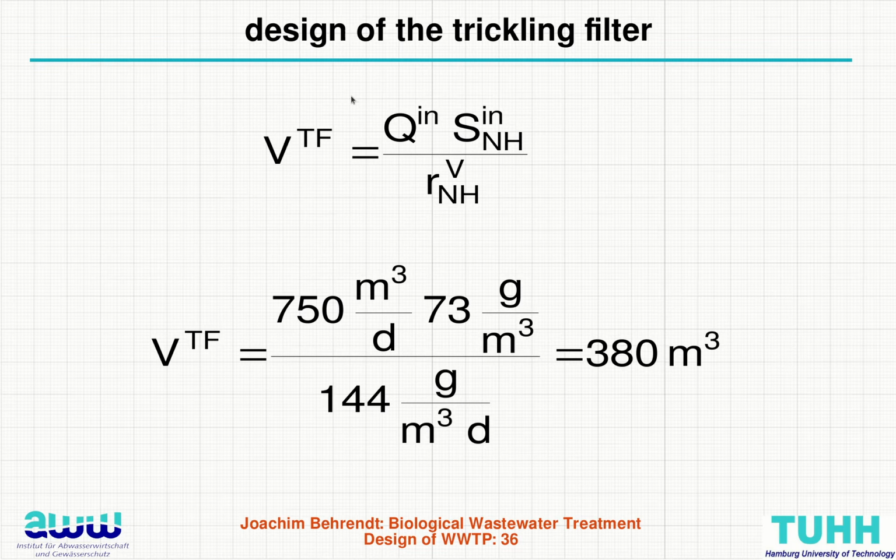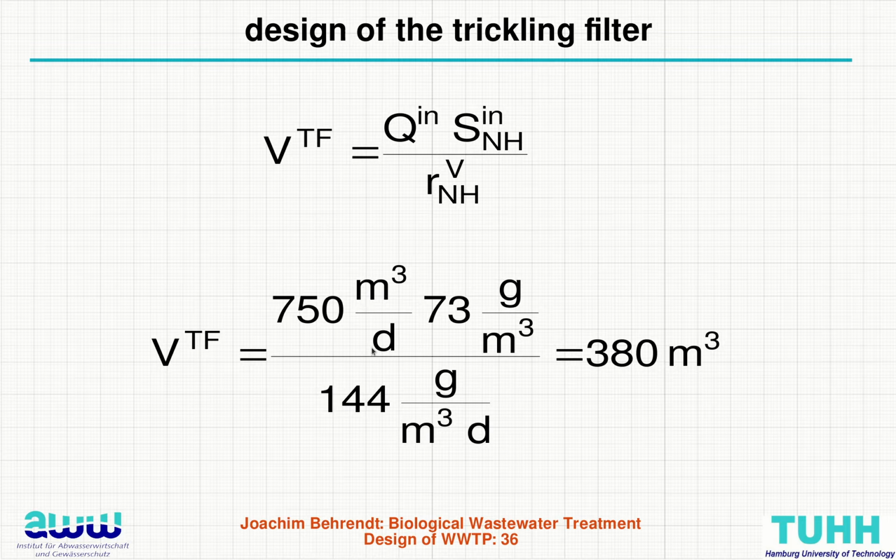Finally, if we know the uptake rate, and assuming we want to reduce everything, the inflow minus the uptake rate multiplied with the volume should be 0. Compiling this in this form, we can calculate the volume of the trickling filter.